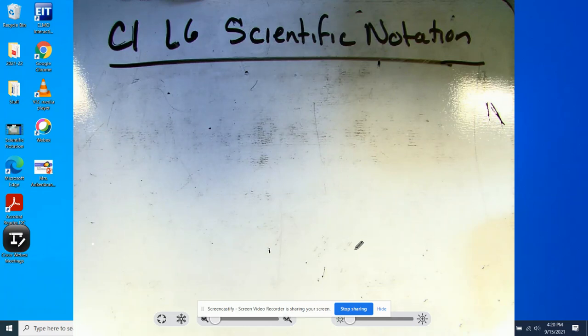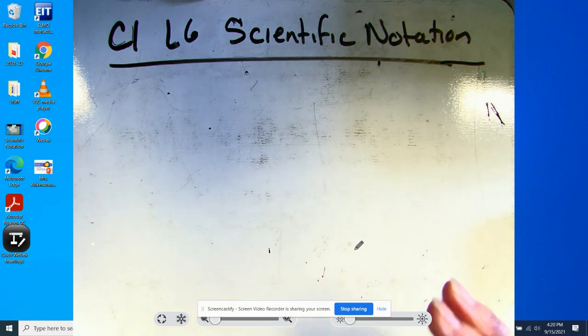Hi. So today in this lesson, we're going to be talking about scientific notation. In scientific notation, it's a very specific way of writing very large numbers or very small numbers. It uses a base 10, which is easy to use. We know if we multiply by 10, our number gets a 0 added to the end of it.